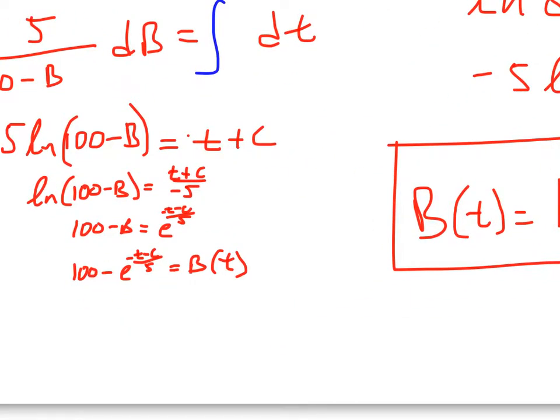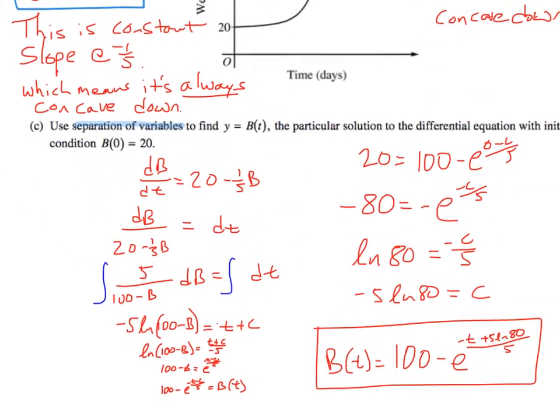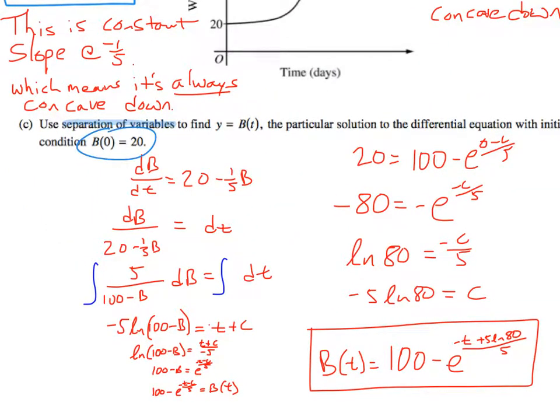This is the general solution. We want the particular solution. Particular means what is C? We've got to find out what C is. So we need to know a t value and a B of t, and we were told that in the problem right here. We're told that B of 0 is 20. So 0 is our t, and 20 is B of t. Plug in 20 for B of t, plug in 0 for t in here. Simplify, and we end up with C is negative 5 natural log of 80.